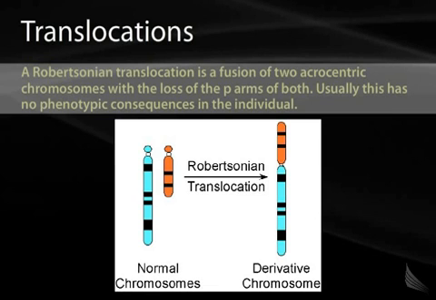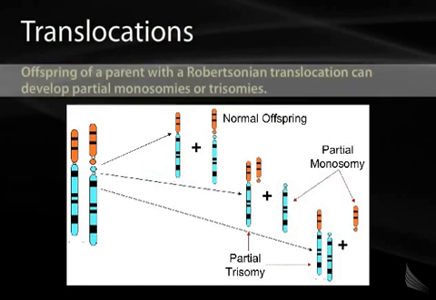Looking at the diagram, we have the blue and the orange, both have very short p-arms. If both of them lose those p-arms and fuse together, we call that a Robertsonian translocation. So now we have this hybrid blue-orange with no usual phenotypic consequence. Now, offspring of a parent with a Robertsonian translocation can develop partial monosomies or trisomies like we saw with the reciprocal translocations, right?